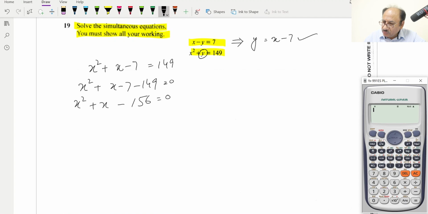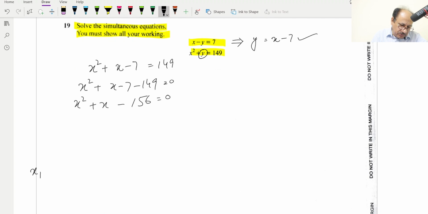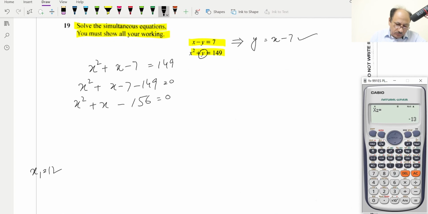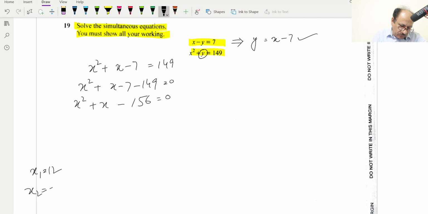And we can use the calculator. Mode 5 3, and the coefficient of x squared is 1, then the coefficient of x is also 1, and the constant is minus 156. Press equal, and again equal. So x1 is equal to 12, and the second value x2 is equal to minus 13.